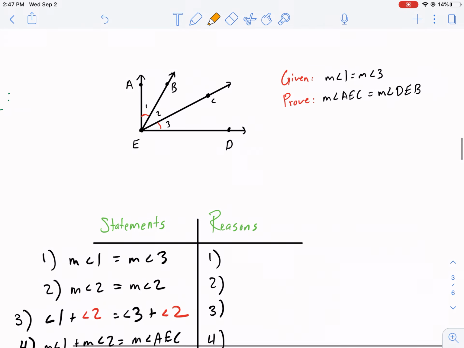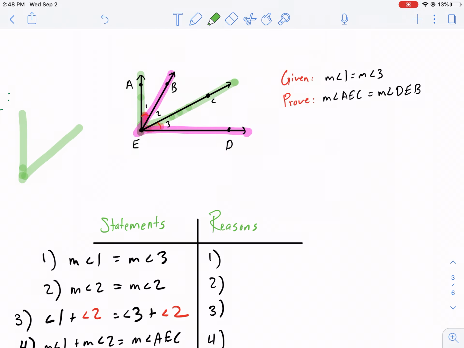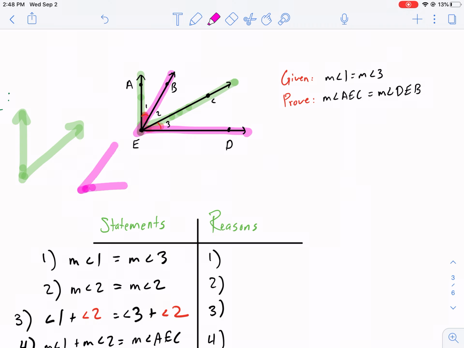We have angle 1 is equal to angle 3. And we're trying to prove that AEC is equal to DEB, those two angles. You can see my pencil's not really cooperating here, but we're going to power through it. Anytime they're like this, I like to separate them, even though this isn't perfect, just to get an idea of what they look like on their own. So I just split them apart.